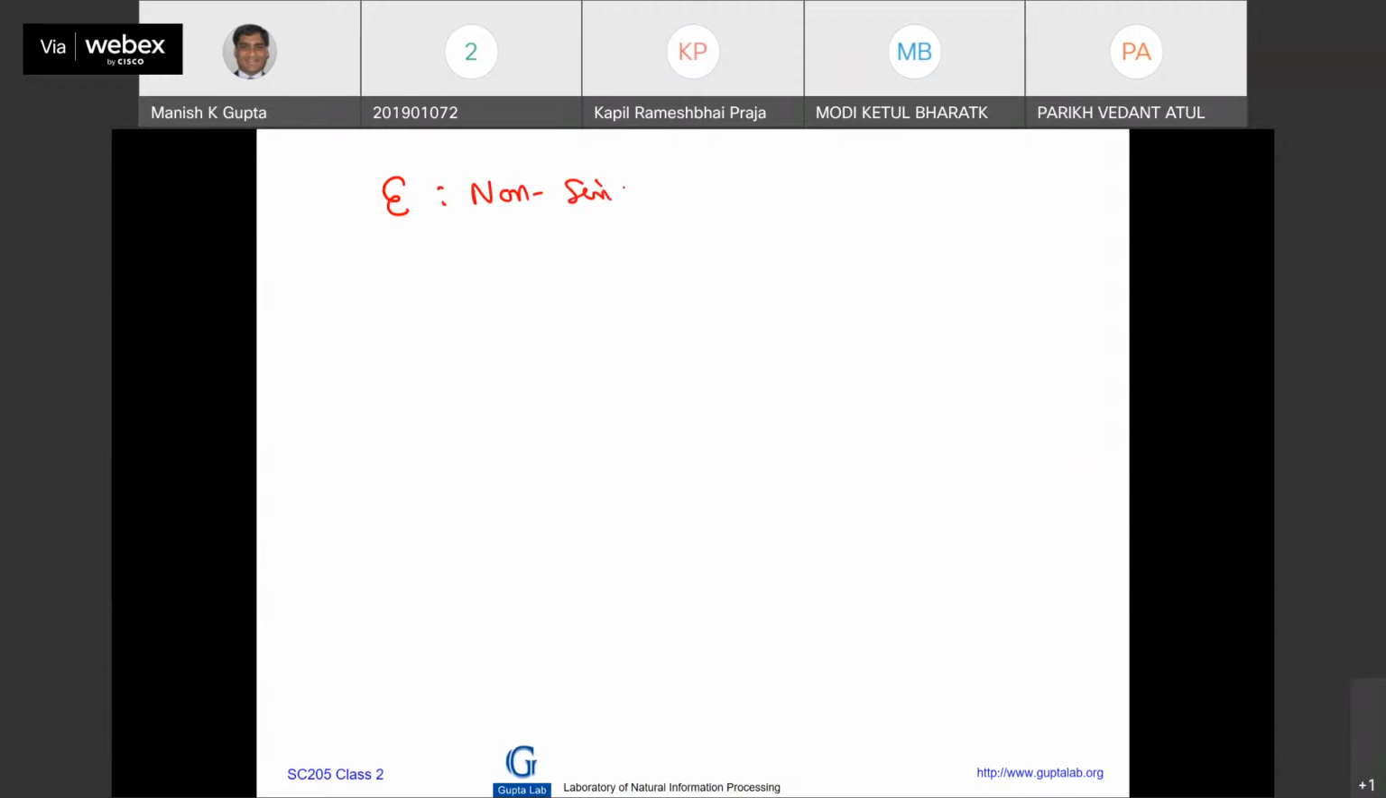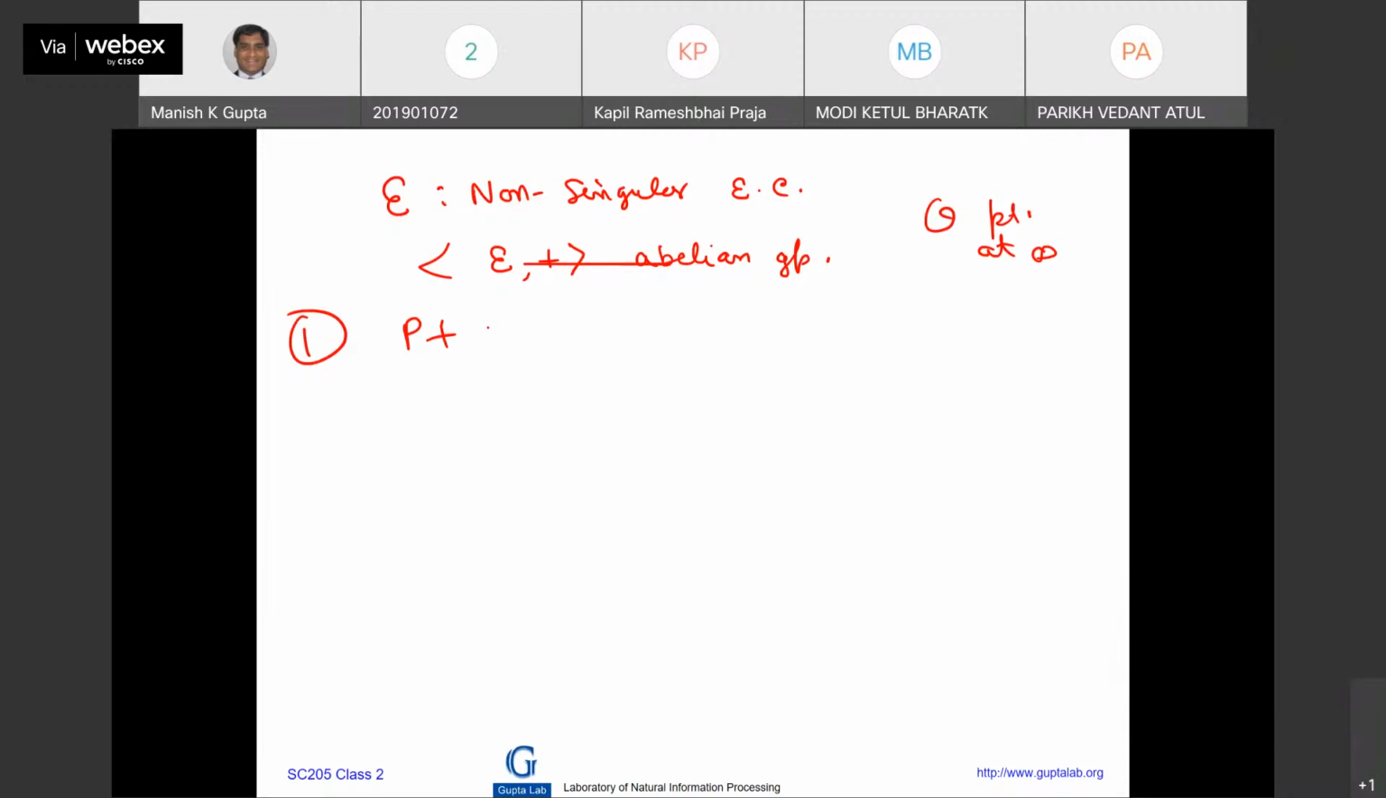So we are talking about a non-singular elliptic curve. I am going to look at now that E plus is an abelian group. One can show this. First thing, I just want to mention that there exists a point O, which is known as the point at infinity. I have not described what exactly it is right now, but I'll just give you some motivation that P plus O is equal to O plus P is equal to P for every P on E.